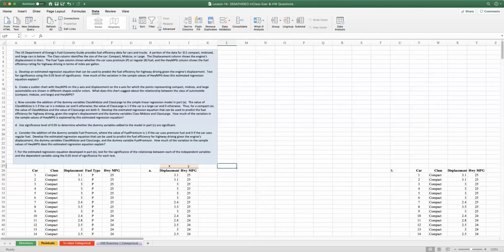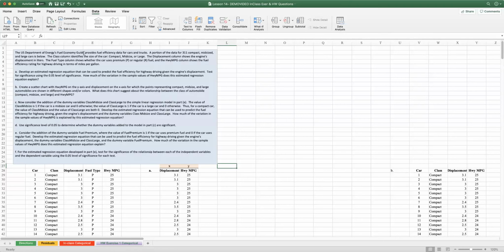Okay, this is your last homework assignment. What we're going to be working on here is a problem that involves linear regression analysis. In this case, we've got both categorical data that we're going to be working with, as well as some quantitative data. So if we look at the question stem, it says the U.S.